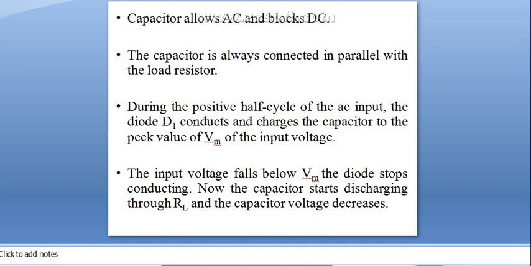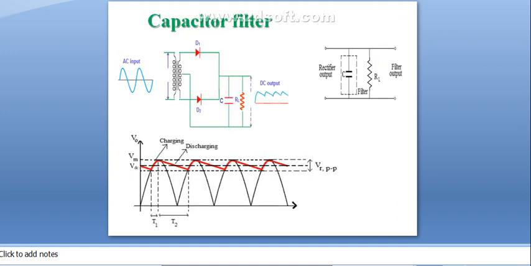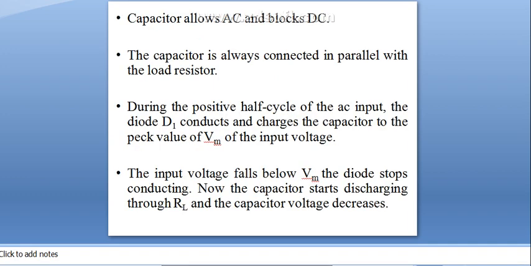During the positive half cycle of the input, the diode D1 conducts and charges the capacitor to the peak value Vm of the input voltage. See here, during the positive half cycle, diode D1 conducts and charges the capacitor to the peak value Vm of the input voltage.